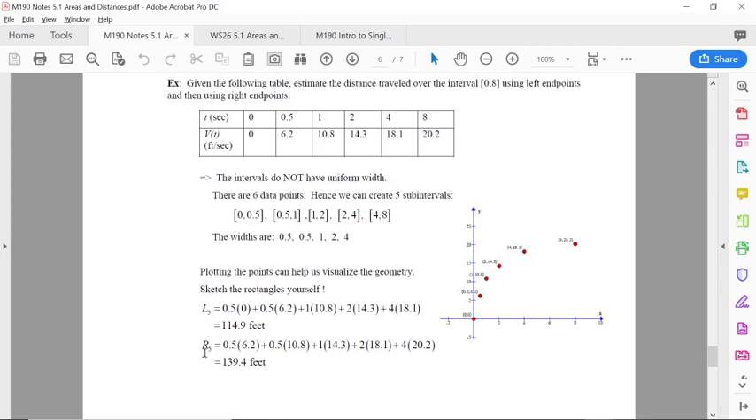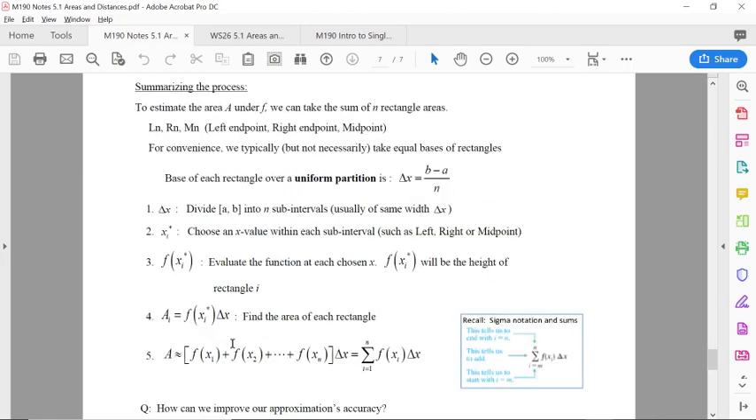Okay. Using the right endpoint, take 0.5 as the first star value. So x1 star is 0.5 for right endpoint. Okay, so the output there would be 6.2. So 6.2 is the height of the first rectangle when using right endpoint. First height, second height, third height, fourth height, and fifth height. 20.2 would be the height of the fifth rectangle then. Multiply each of those by the associated subinterval's width, and you get an approximation. And you can see here you have what looks like an overestimate. So we know the actual distance the thing traveled is between these two quantities here.